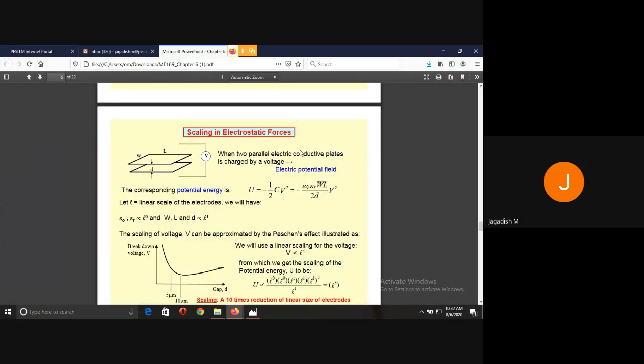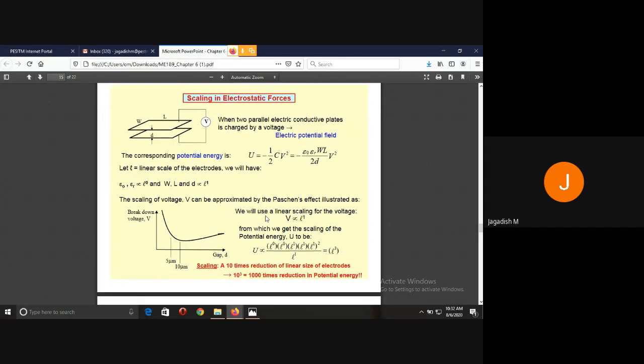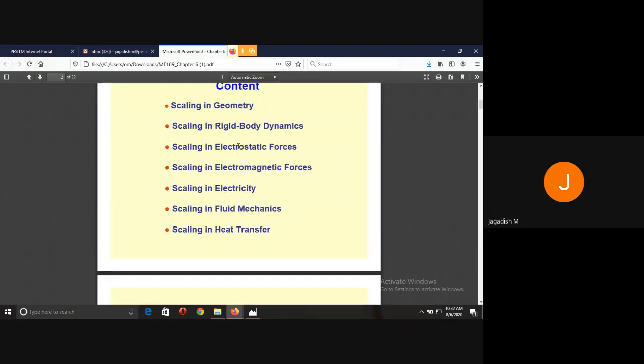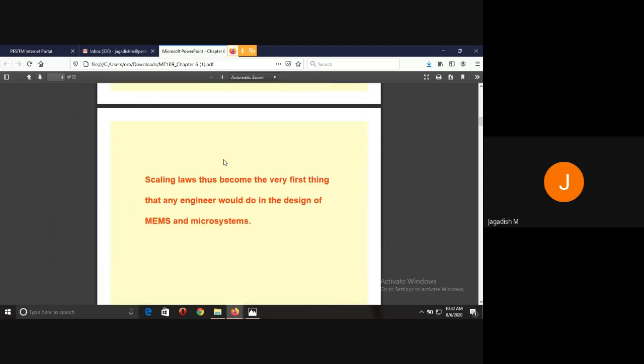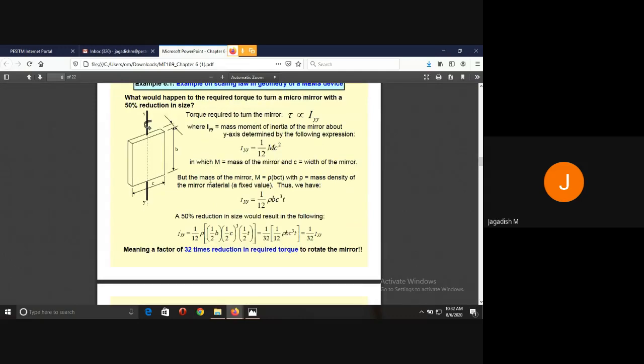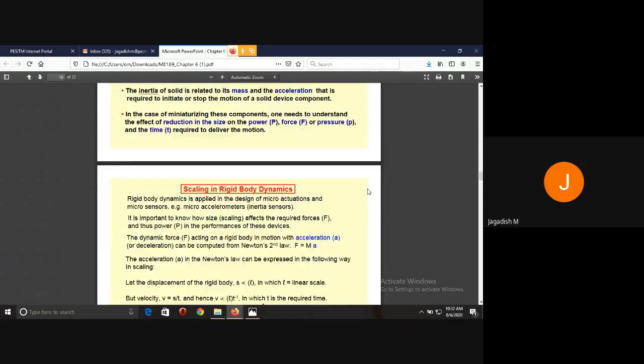Similarly, we'll go for scaling in electrostatic forces. See, all the questions here are important. They can be separately asked for 10 marks each. All these questions are very, very important. And this module is a direct question. There is no twist and nothing else can be asked. Most of the cases they'll ask only the solved problems. So you should remember all these examples as well.